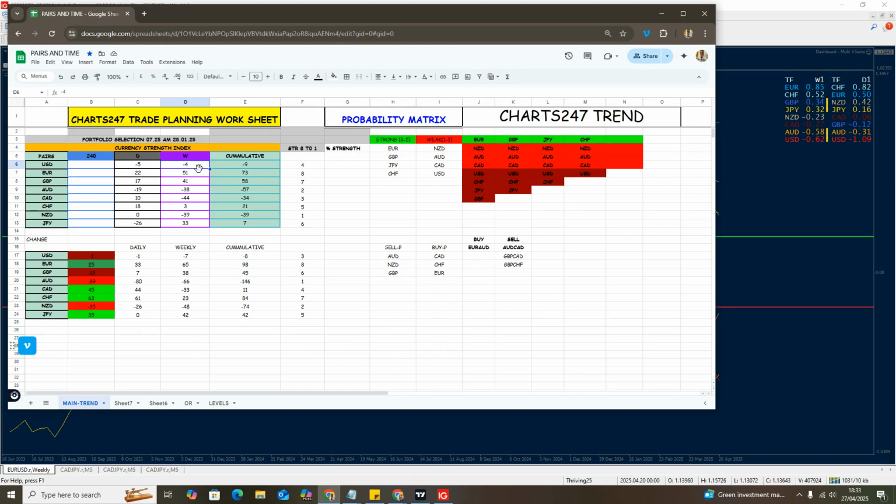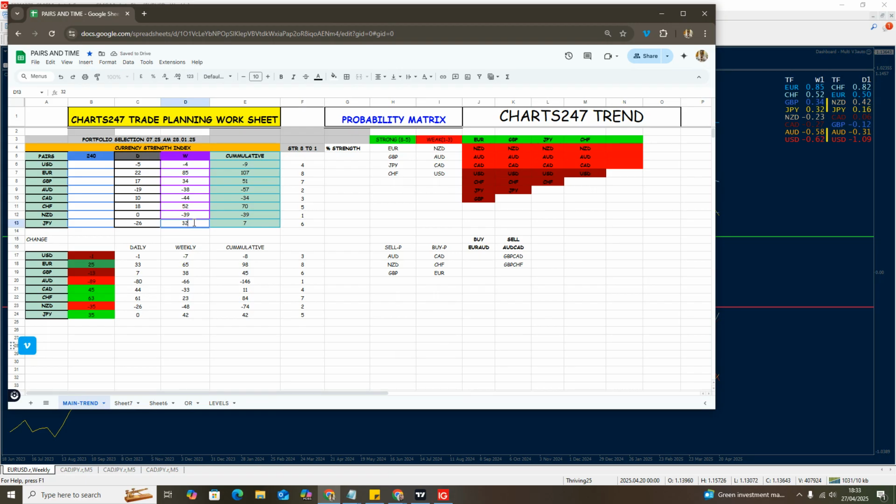So the strongest pair on the weekly chart is the euro, and that is 85, followed by Swiss, which is 52, then followed by the pound, 34, followed by JPY 32.